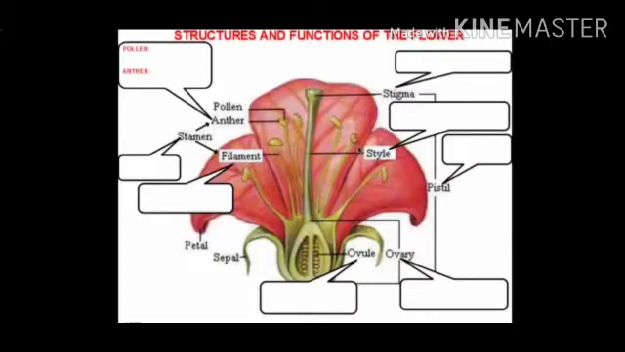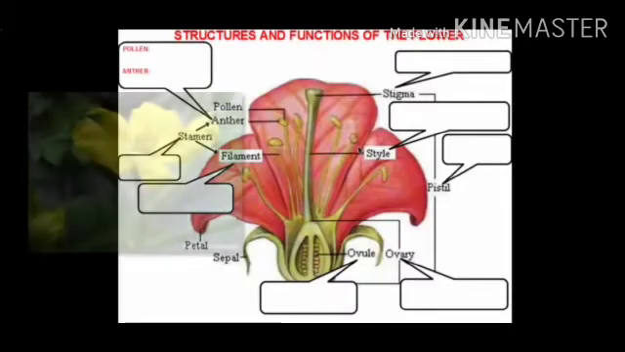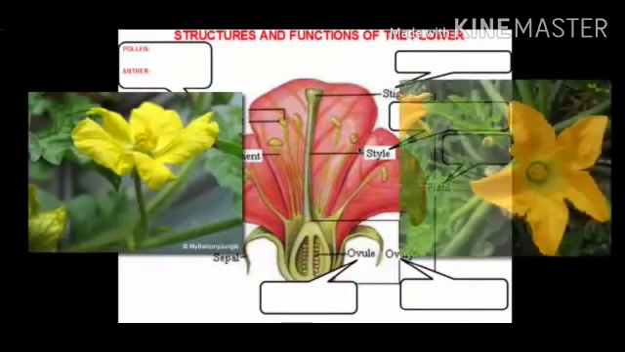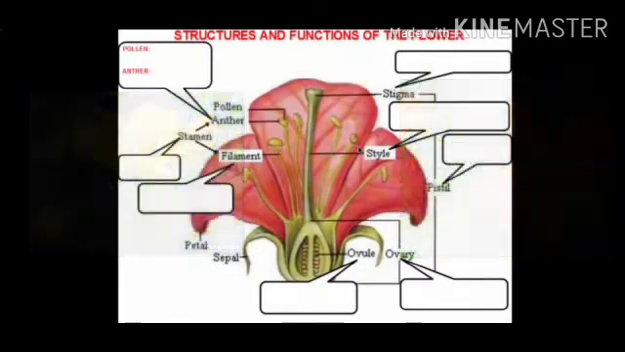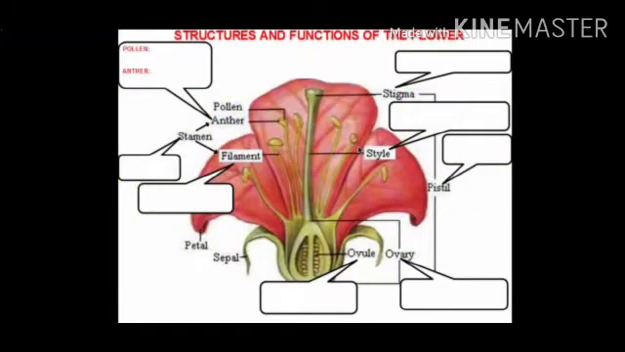So the first thing we have to know is that the flower is a reproductive structure of an angiosperm, and there are two main sections of a flower. A flower could be one of three things. It could be a male flower, it could be a female flower, or it can be a flower that contains both male and female structures. So let's review what those male and female structures are.